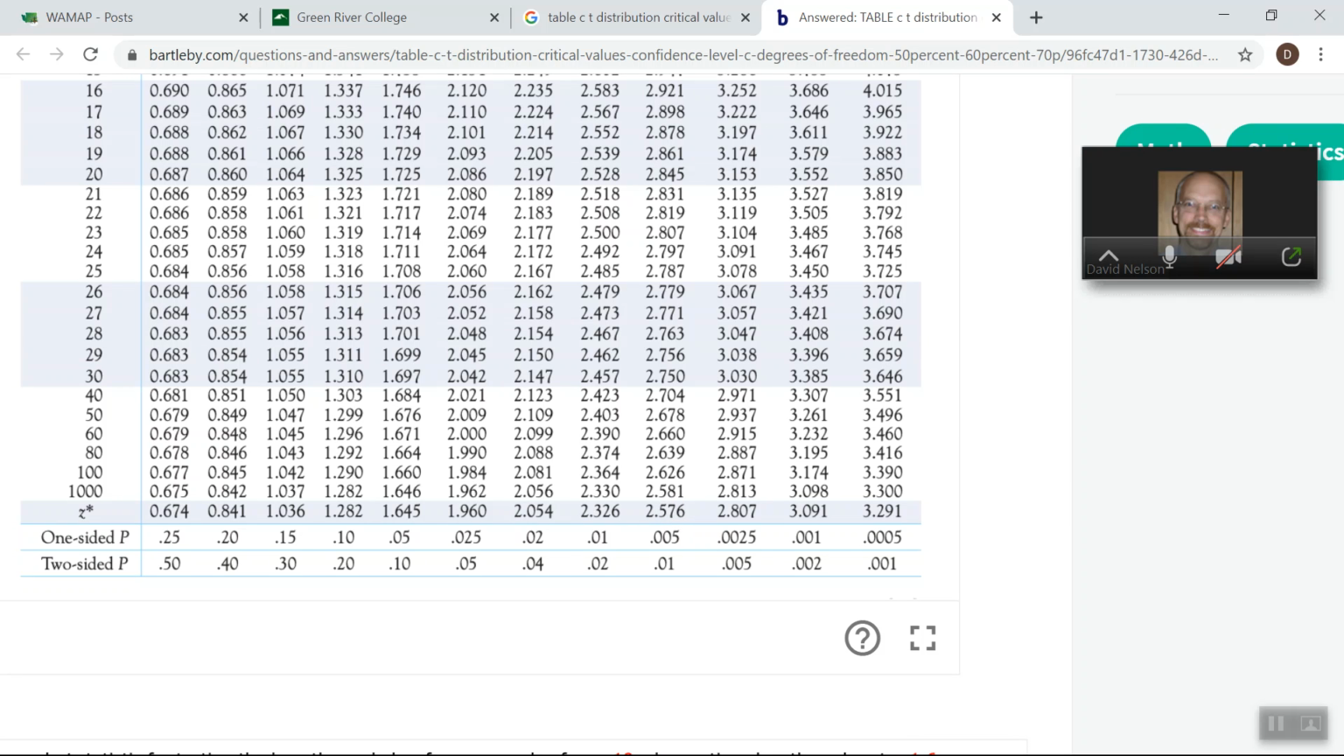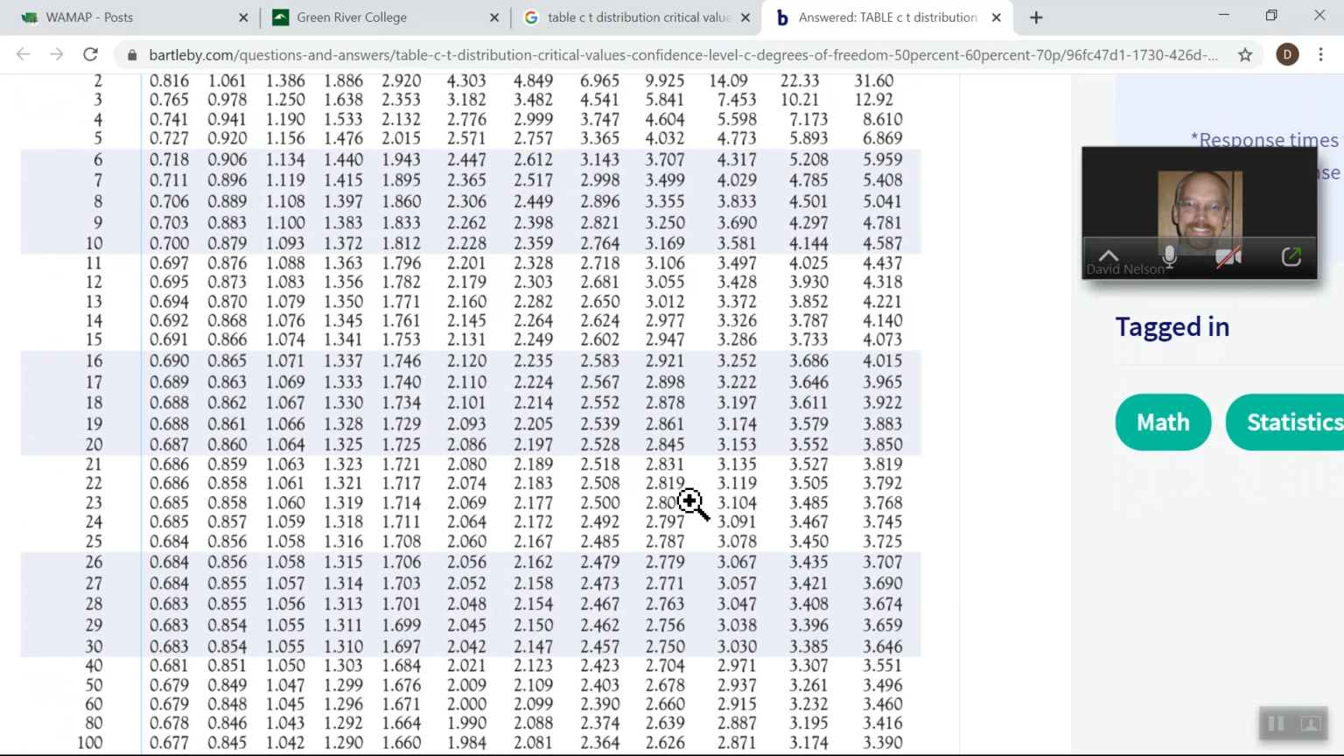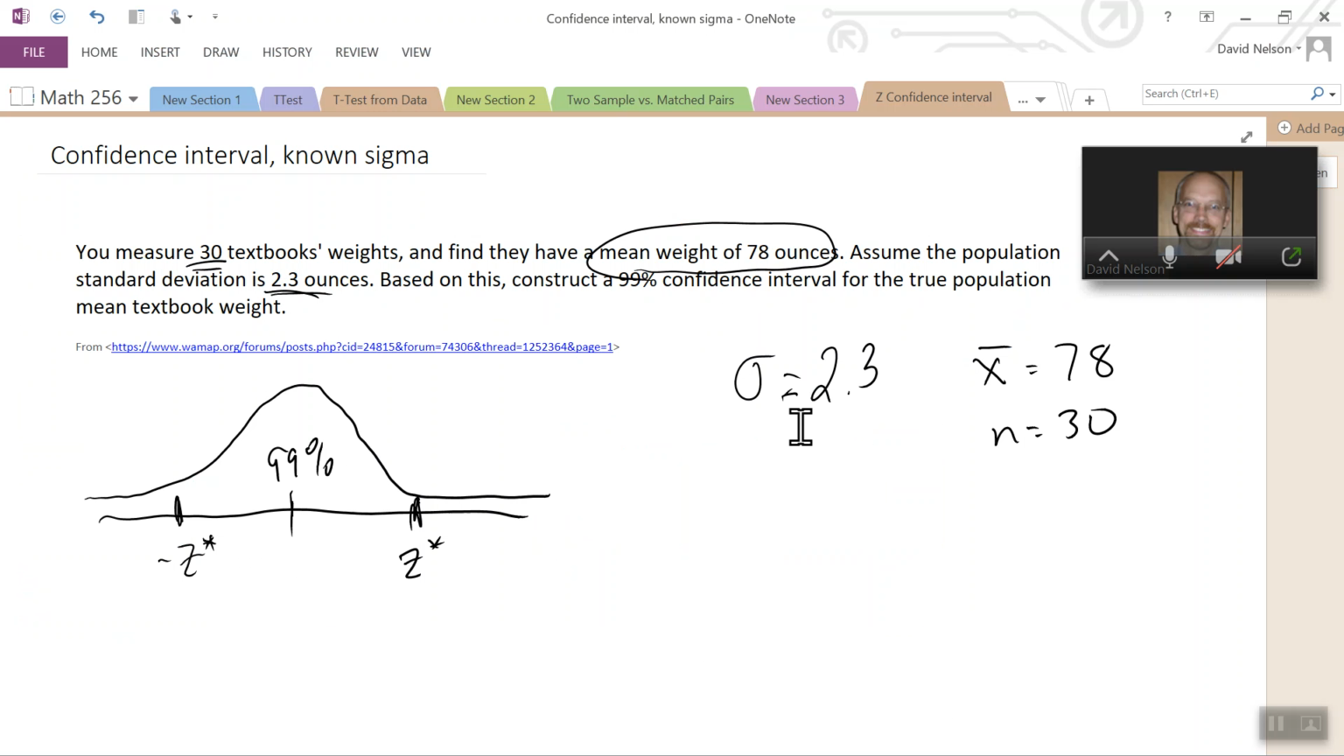It's a little harder to follow along maybe here, but I'm in the 99% column. If we just follow that column all the way down to the z star, we see it's 2.576. That's the easy way to find the critical value, that z star is 2.576.